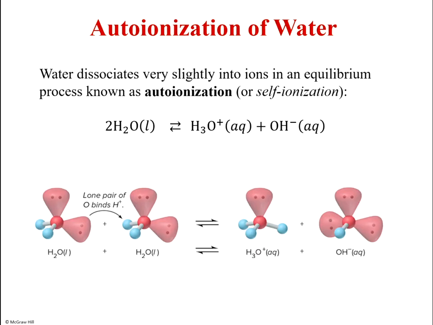Now, as we look at this, it's important to remember that we're working in an aqueous solution with water. And water has an unusual property in that it dissociates very slightly into ions by reacting with itself. This is sometimes called self-ionization or autoionization. So the reaction is as follows. Two water molecules react to produce the hydronium ion and the hydroxide ion. And you can see, with the space-filling model shown below, the proton comes from one molecule onto the lone pair on the oxygen of the other molecule.